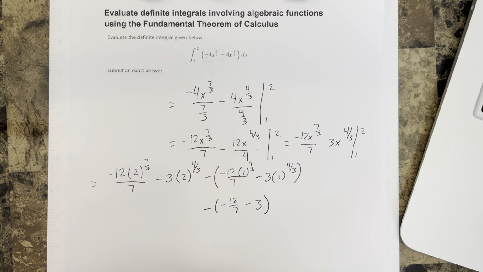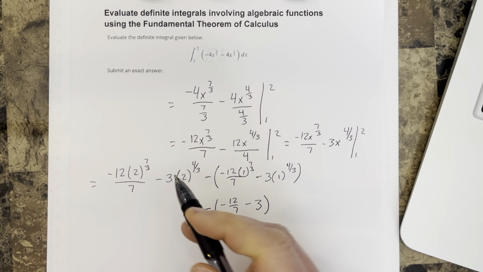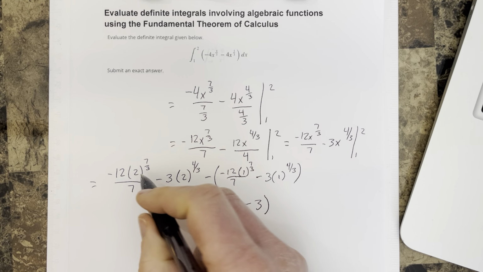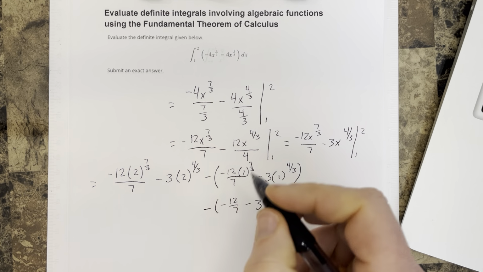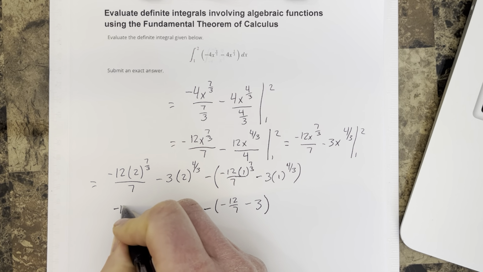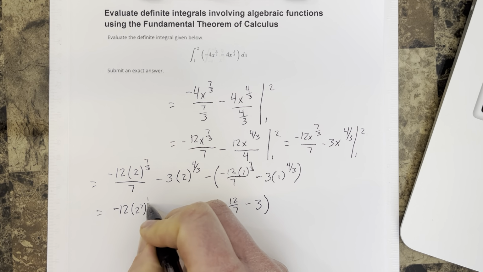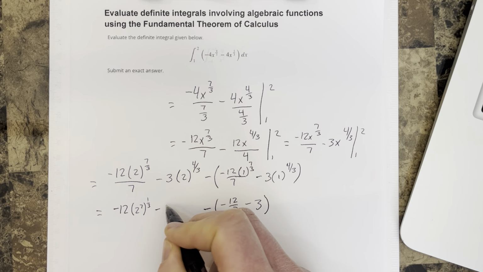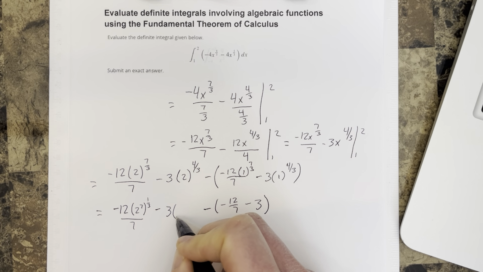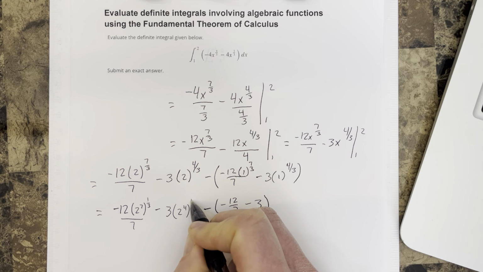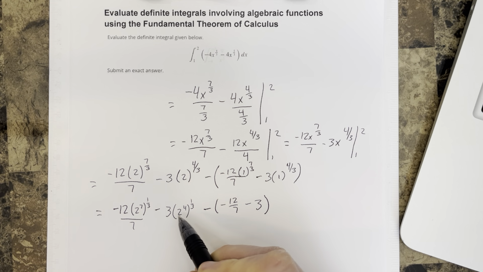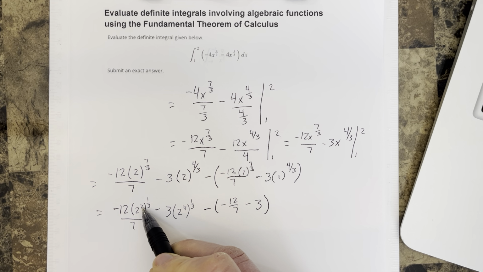This piece, I have 2, technically this is 2 to the 7th to the 3rd power. So let's write this a little different. This would be negative 12, and this would be 2 to the 7th to the 1/3 power, minus 3, and this would be 2 to the 4th to the 1/3 power. So what ends up happening here is I can take out 2 sets of 3 2's.